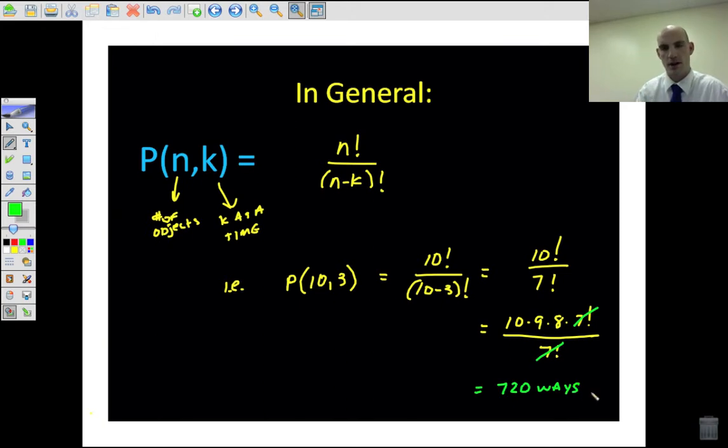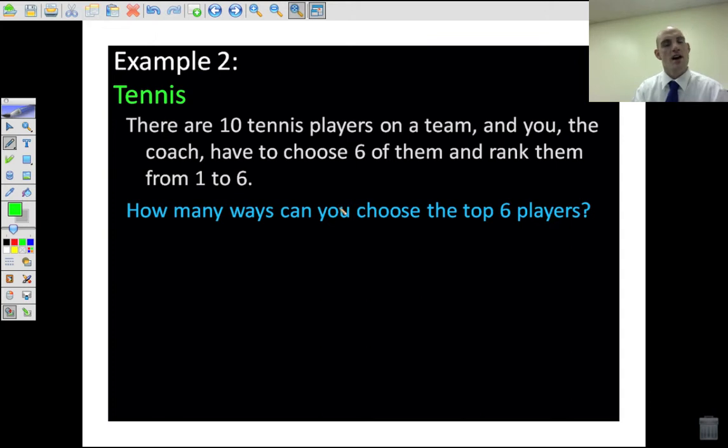Let that soak in for a minute. Notice I did this math here to make my life easy. Instead of making it really huge and then reducing it, I just eliminated that last part of the factorial. Okay? And that's what we're going to be doing in these next couple of problems. Go ahead and pause and write this down. I'm going to take a drink while you do that.